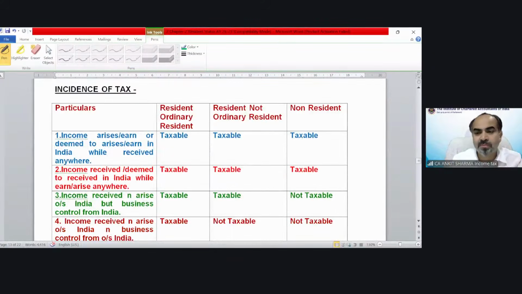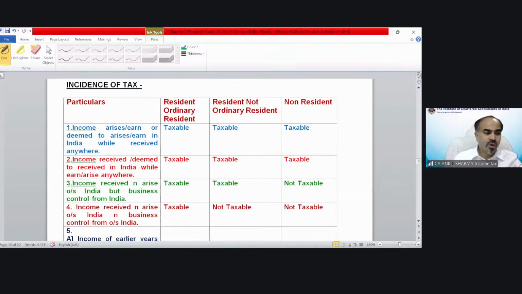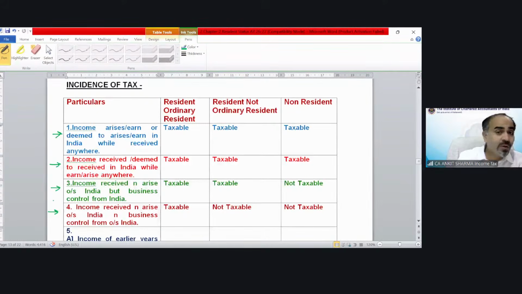Now, this is a very important and interesting diagram. And of course, if you go through this diagram, you will feel that the provisions are really easy. After this diagram, we will discuss all these points in detail. Now, you have to understand that income is divided into 4 categories. In any question, the income will fall into one of these 4 categories. And you have to see the taxability of that income on the basis of the residential status of that person.